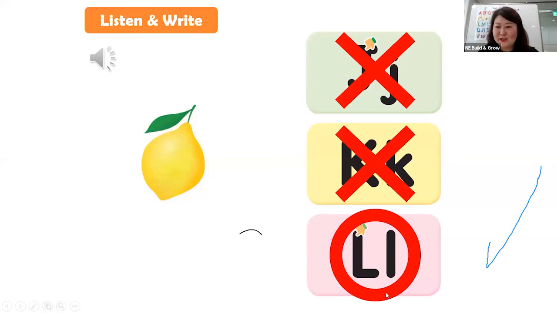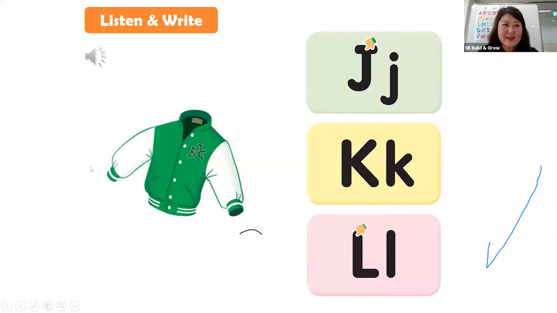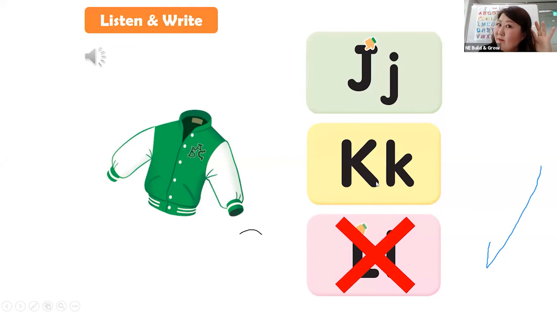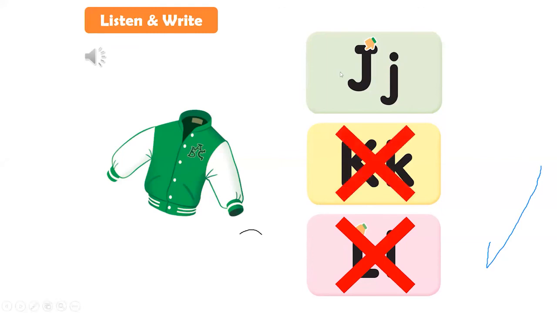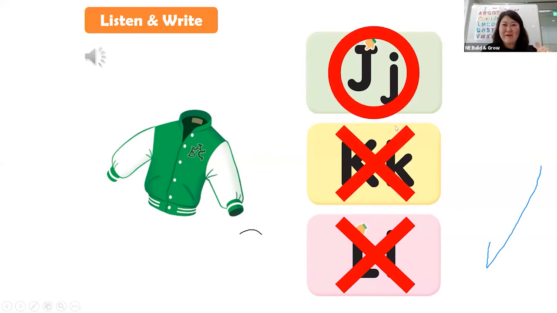Now, let's look at the next one. Jacket. Is it the first one? No. The last one? No. Second one? No. What about the first one? Yes. Good job, everyone. Let's practice in the air.